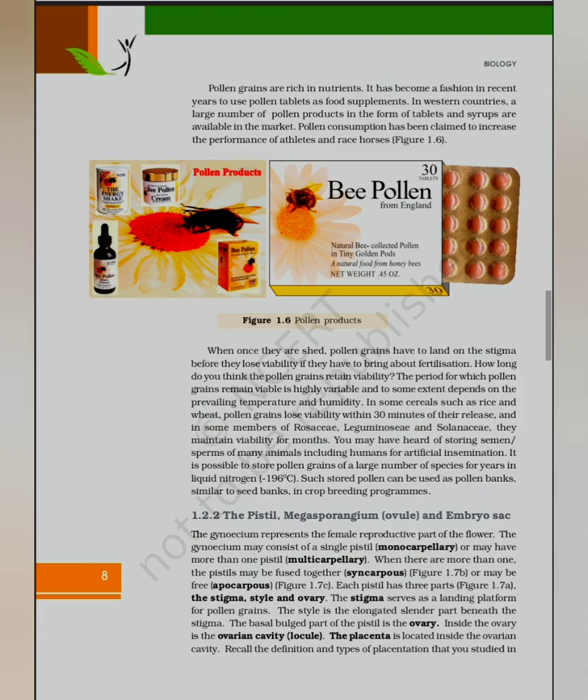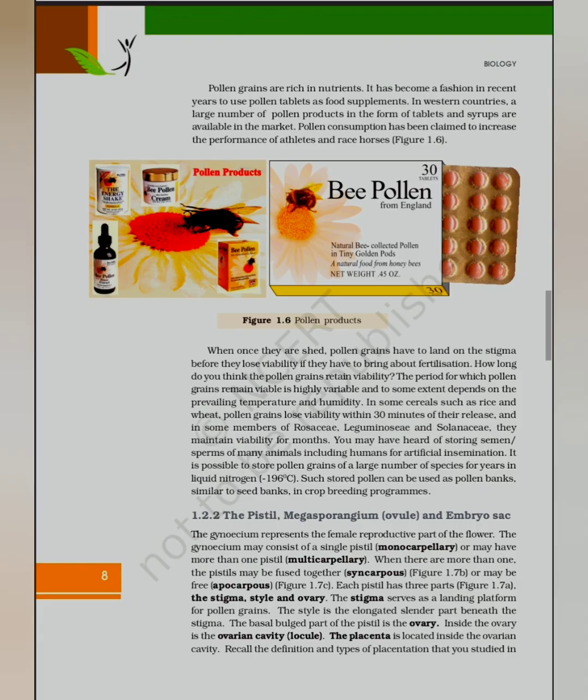The pistil, megasporangium, and embryo sac. The gynoecium represents the female reproductive part of the flower. The gynoecium may consist of a single pistil, monocarpellary, or may have more than one pistil, multicarpellary. When there are more than one, the pistils may be fused together, that is, syncarpous, or may be free, apocarpous. Each pistil has three parts: the stigma, style, and ovary.